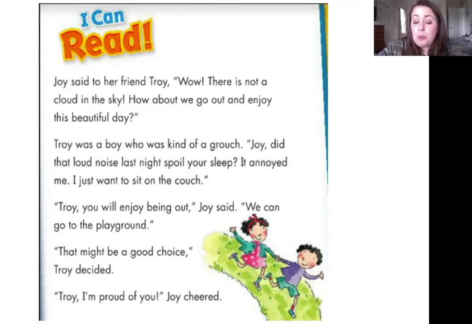"Troy, you will enjoy being out," Joy said. "We can go to the playground." "That might be a good choice," Troy decided. "Troy, I'm proud of you," Joy cheered. Okay, so why do you think Joy was proud of Troy?